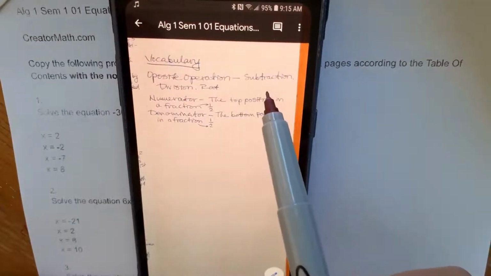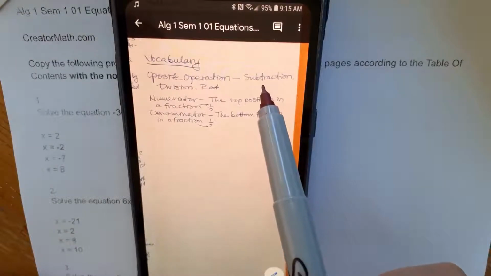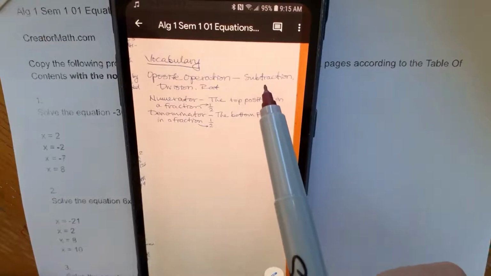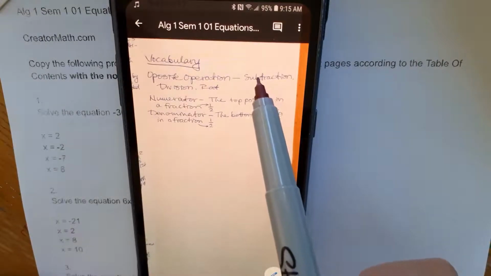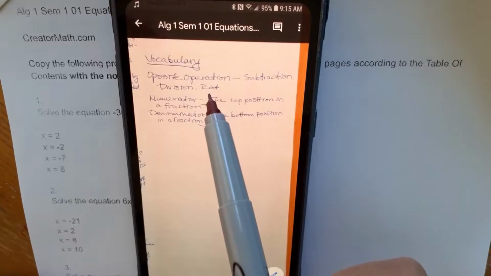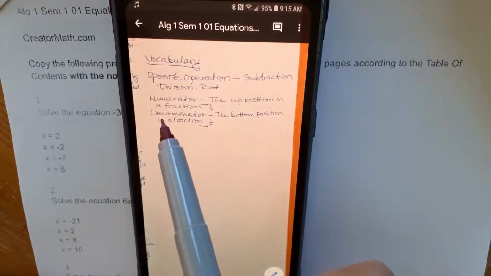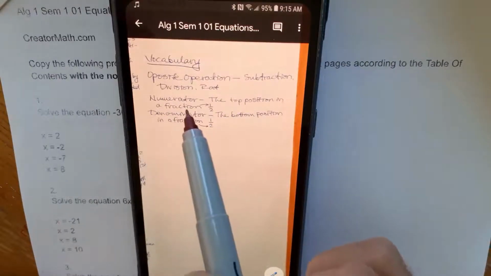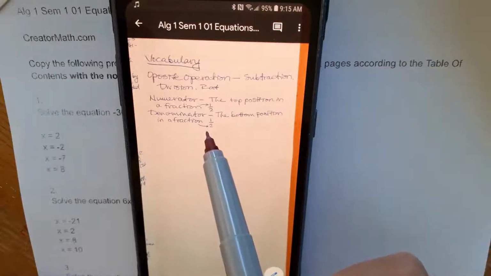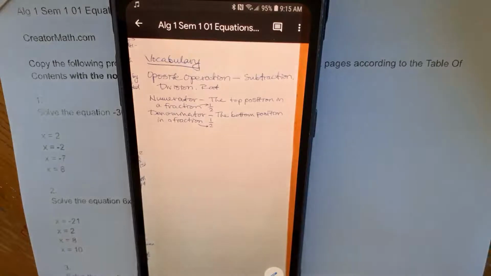Vocabulary, opposite operation. You know, the opposite operations are subtraction, division, and root. And therefore, the forward operations would be addition, multiplication, and power. All right, so that's been on prior lessons too, so hopefully that's not new to you. The numerator is the top position in a fraction. The denominator is the lower position in a fraction. The line between is called a fraction bar.